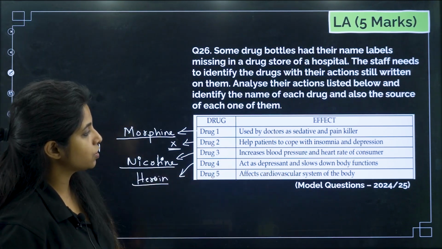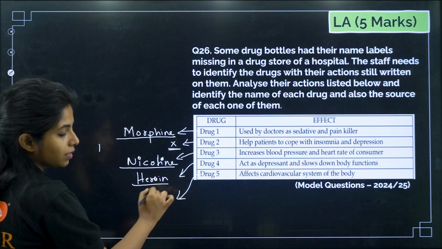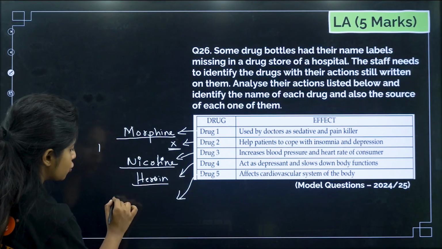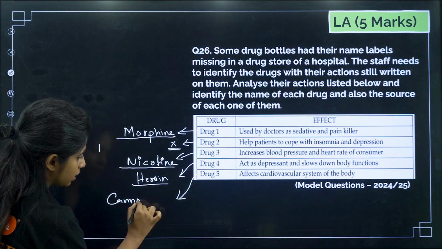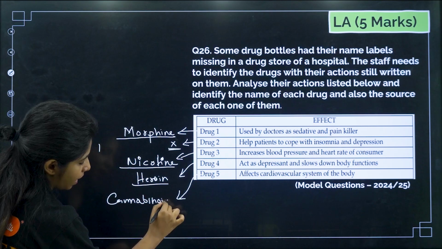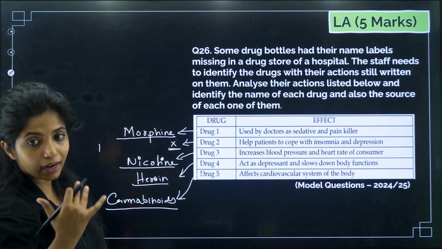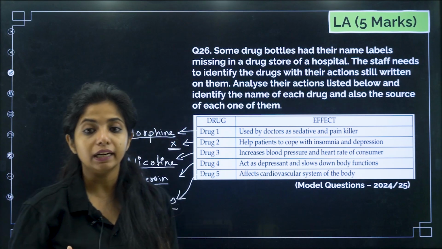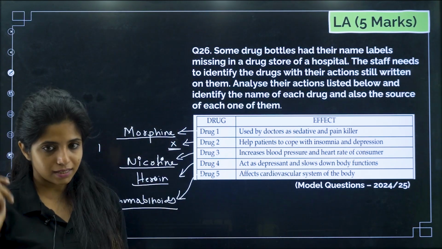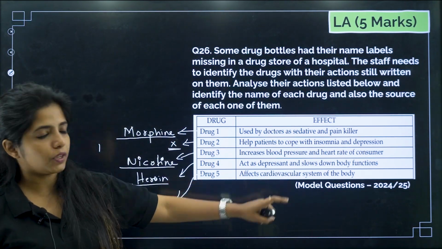Affects cardiovascular system of the body. I told you there is only one thing that affects the cardiovascular system. It has to be cannabinoids. Example, ganja, marijuana and things like that. Rest, opioids as well as coca alkaloids, cocaine and stuff like that, are going to affect your CNS. But over here they are affecting the cardiovascular system.